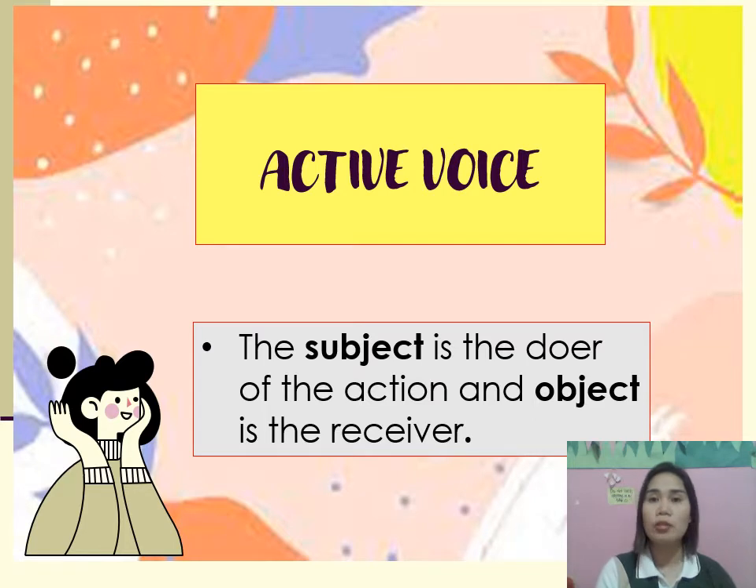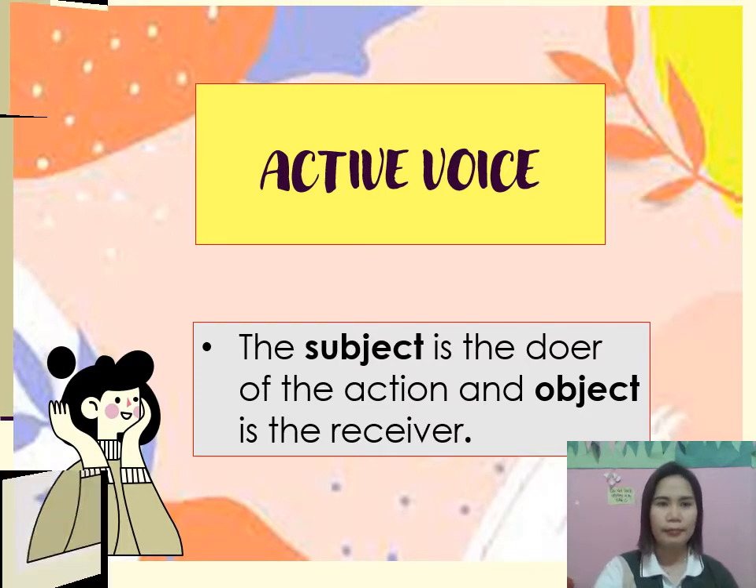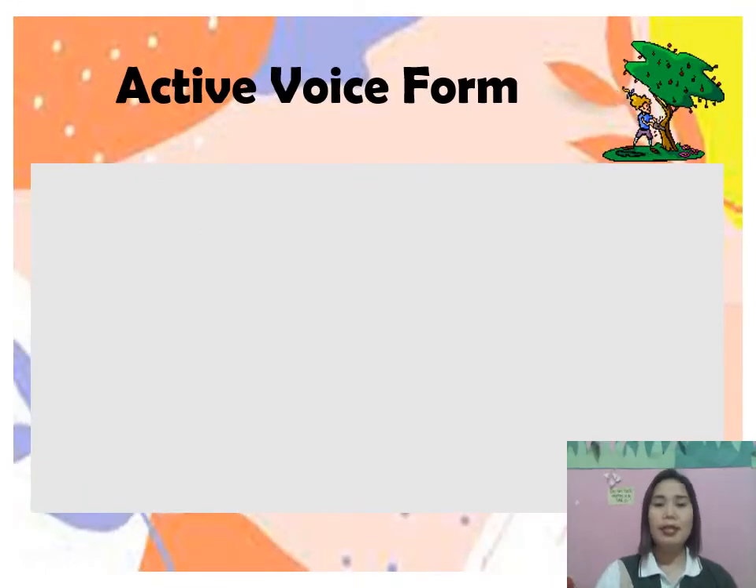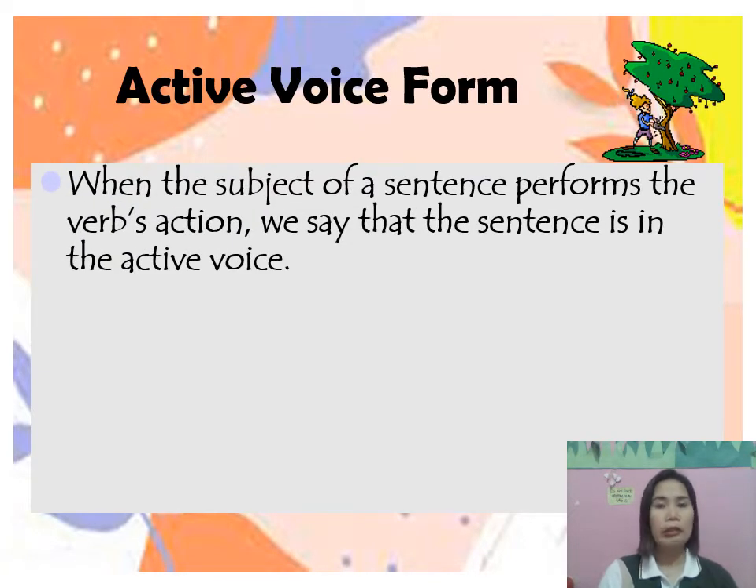Like for example, the sentence number 1, a while ago, the boy, or rather my little brother, made dinner. So that is active voice, wherein the subject is the doer of the action and the object is the receiver. So that is active voice, the voice that we use most of the time. Sentences in the active voice have a strong, direct, and clear tone.